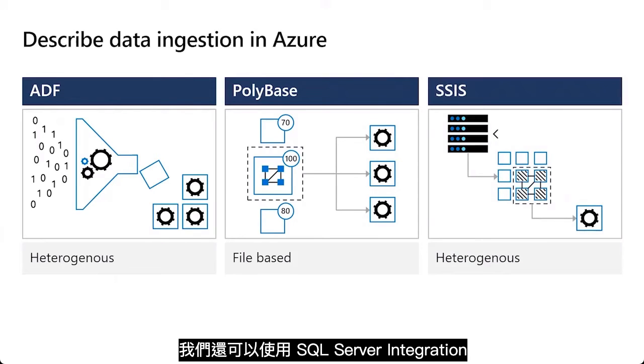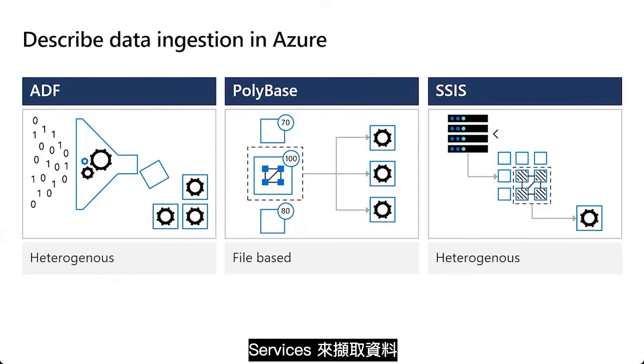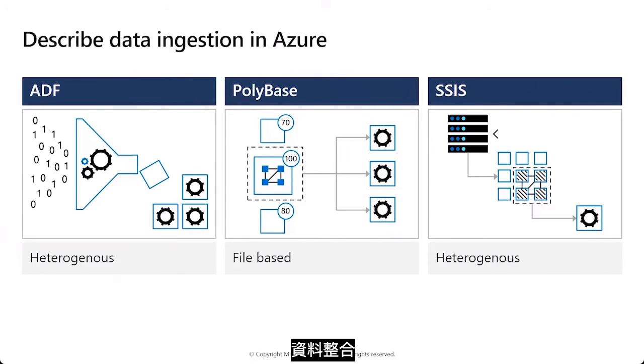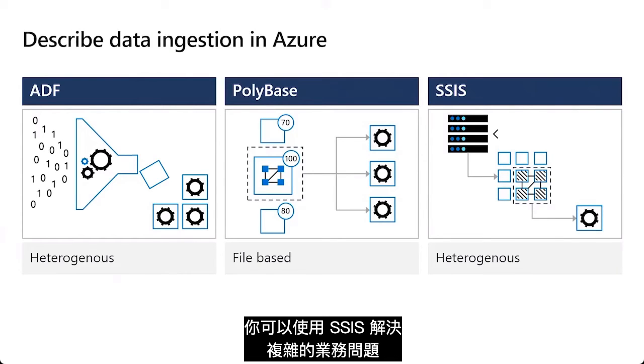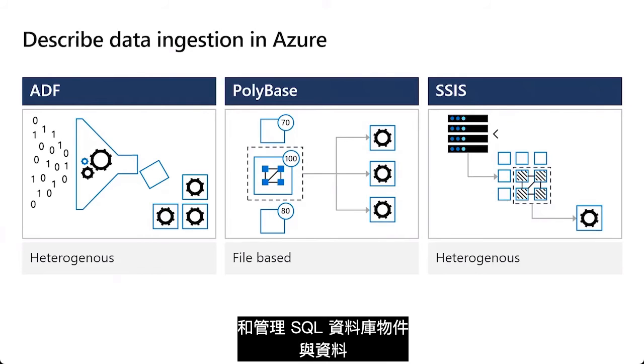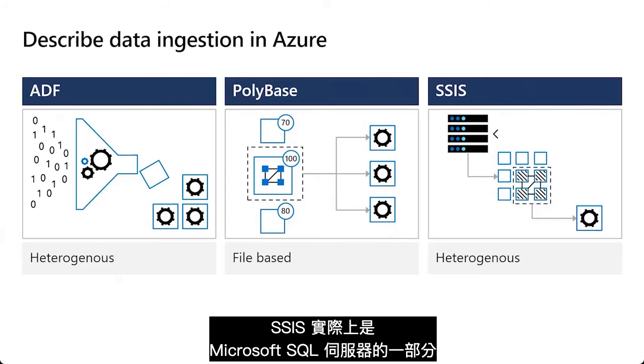We can also ingest data using SQL Server Integration Services. SQL Server Integration Services, or SSIS, is a platform for building enterprise-level data integration and data transformation solutions. You can use SSIS to solve complex business problems by copying or downloading files, loading data warehouses, cleaning and mining data, and managing SQL database objects and data. SSIS is actually part of Microsoft SQL Server.